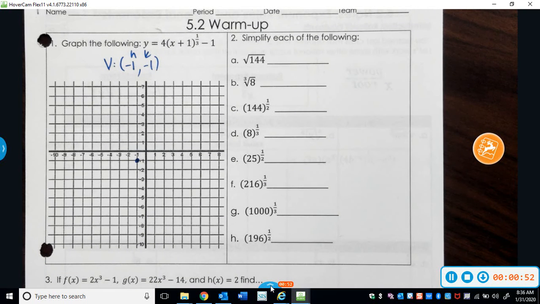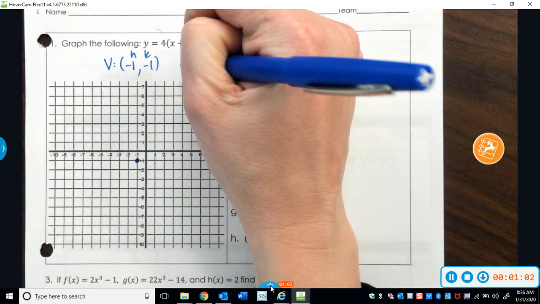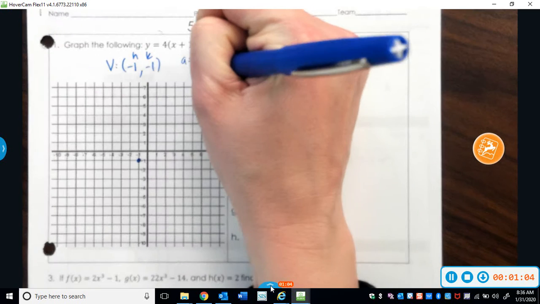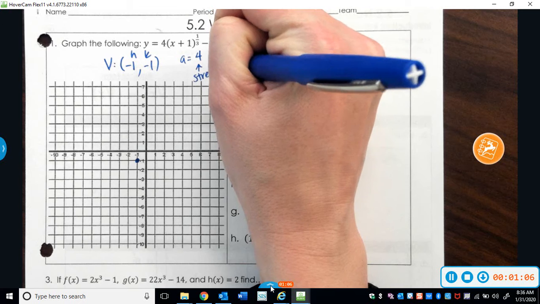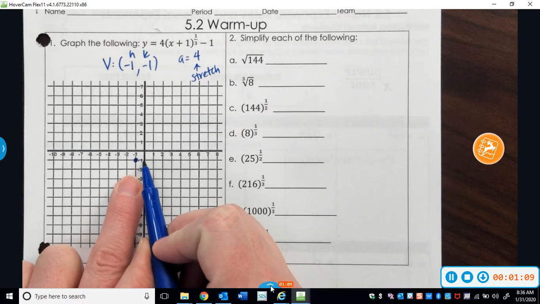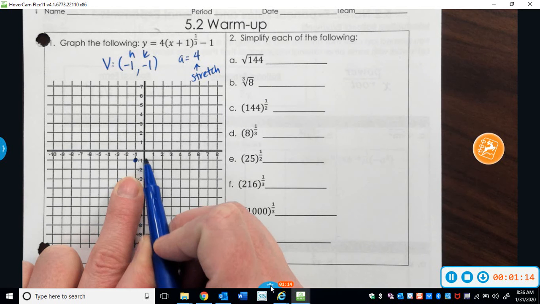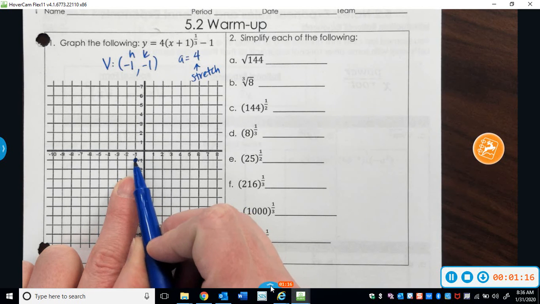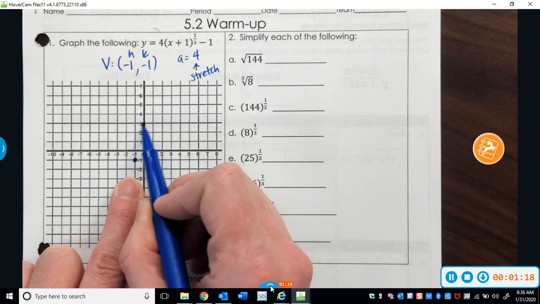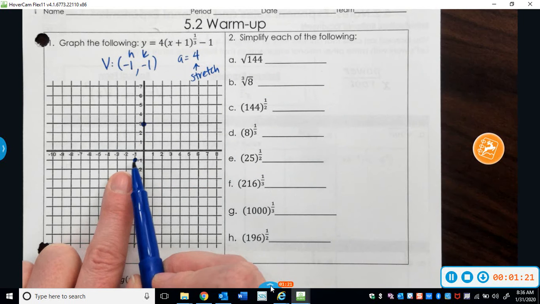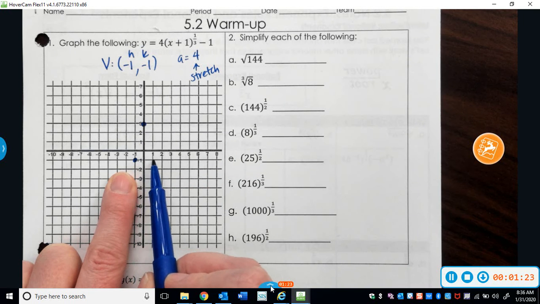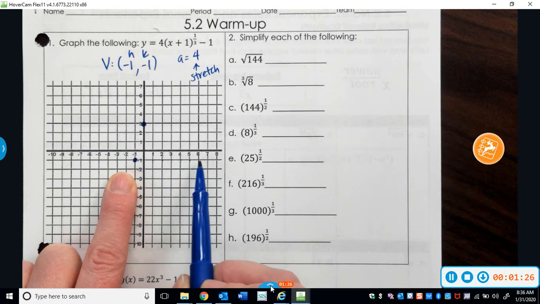Anybody else want to tell me what they did after this? Okay, yeah. Since it's 4, it's going to be stretched by 4. Good. So you would start by going from the vertex, you go 1 over to the right and then up 4. Because normally the cube root of 1 is 1, so I'd only be going 1 space up, but I'm multiplying that distance by 4. So I'm going to go 1, 2, 3, 4 spaces up instead.